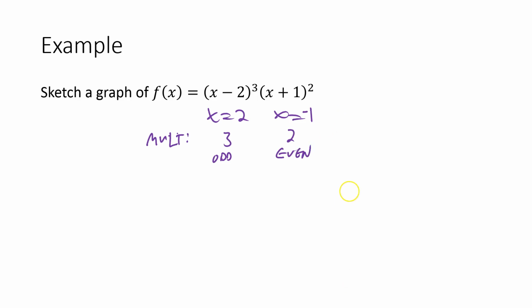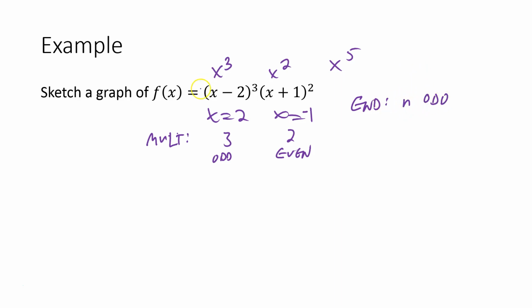Now the last thing we have to think about is what the heck is our end behavior? Well, the end behavior, let's see here. If we wrote this out like we saw it originally, we would have 3 x's, so we'd have x cubed, and we would have an x squared. Multiply those together, you have an x to the 5th. So we have a degree that is odd. Right? We have a degree that is odd.